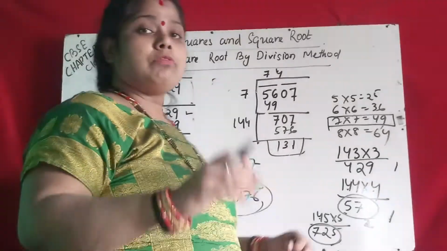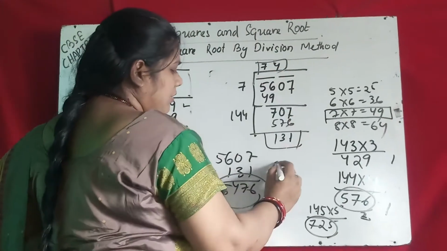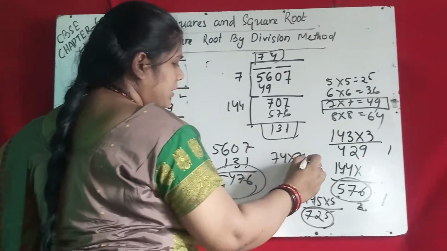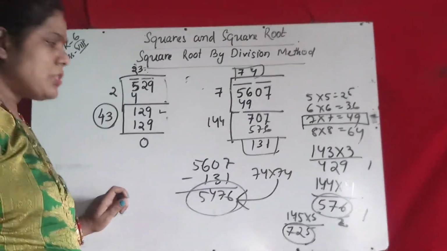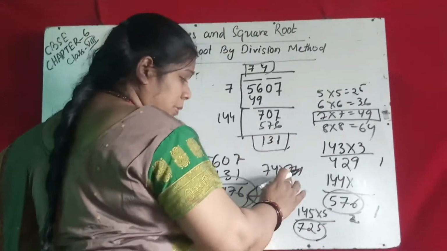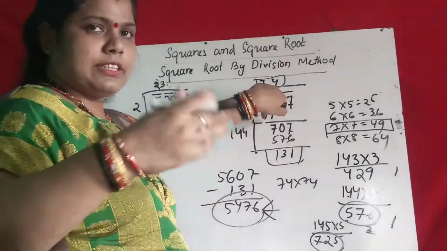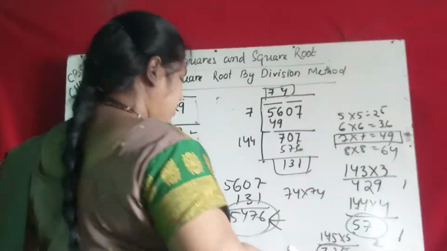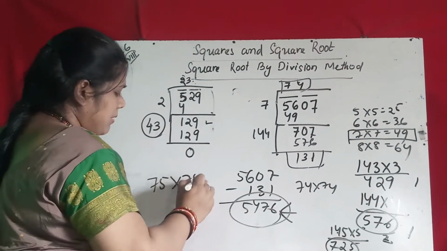Suppose the question asks what number is added. So this one is what? 74 multiplied by 74, you will get 5476. Okay. So if the question is what number is added, you take the next number. 74's next number is 75. You multiply 75 into 75.